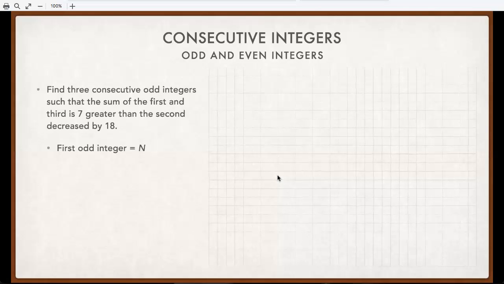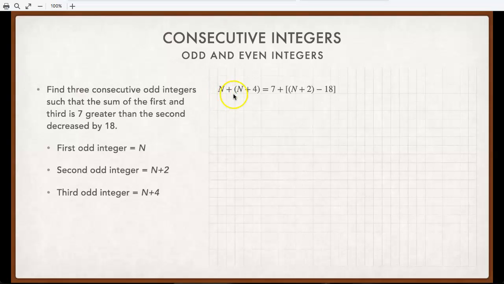Find 3 consecutive odd integers such that the sum of the first and the third is 7 greater than the second decreased by 18. So for our integers here, because they're consecutive odd integers, the first one will be n, the next one will be n plus 2, and the one after that will be n plus 4. Now when we're setting up the problem, let's make sure that we're reading it carefully here. The sum of the first and the third, so that's n plus (n plus 4), is 7 greater than the second decreased by 18.